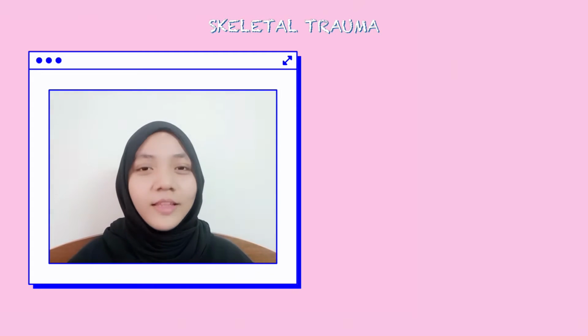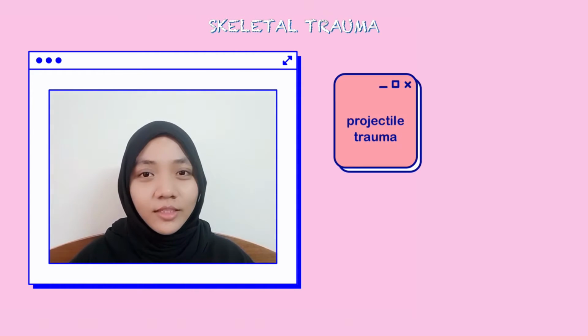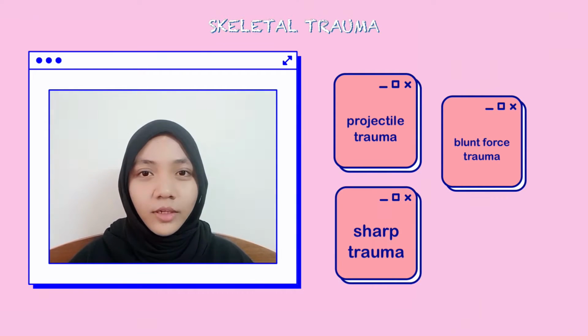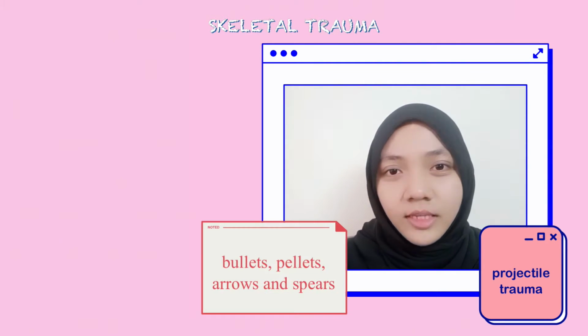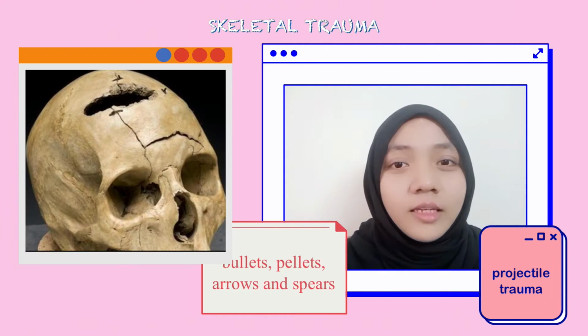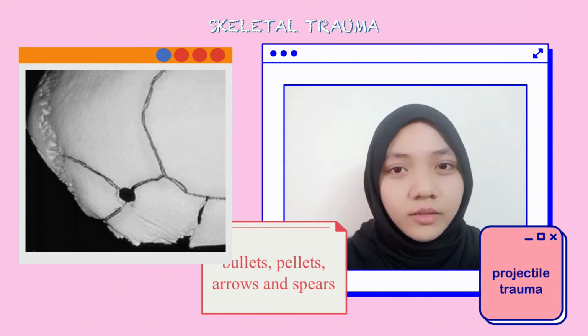Now, I'm going to talk about skeletal trauma. There are four types of skeletal trauma: projectile trauma, blunt force trauma, sharp trauma, and strangulation. Projectile trauma is caused by bullets, pellets, arrows, and spears. These are examples that we can see on the skull caused by this trauma.